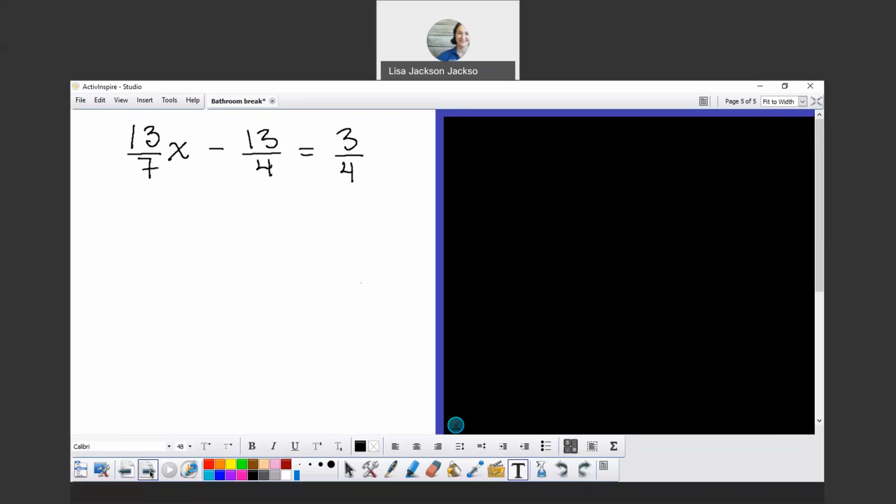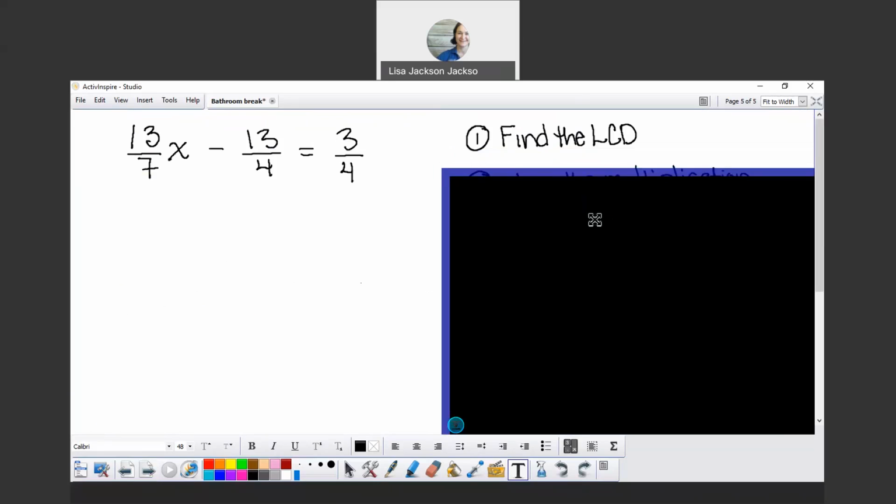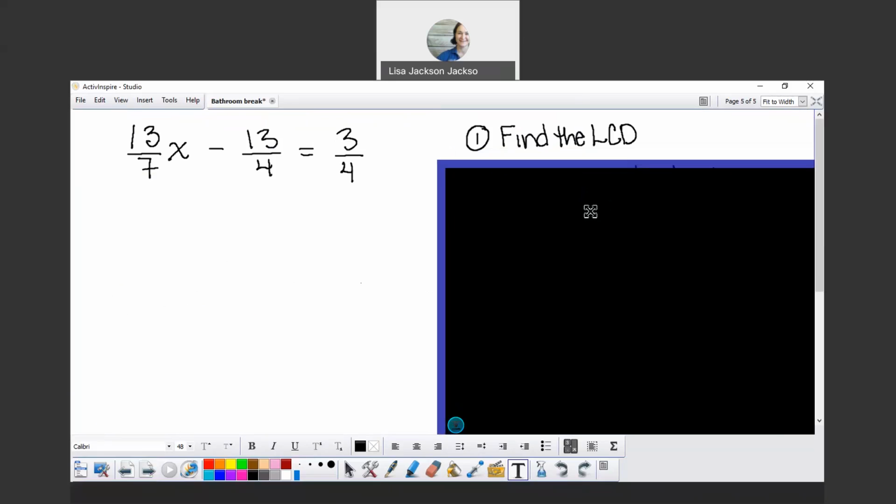If the answer is a fraction, that last step when you divide to get x alone will turn it back into a fraction, but you won't have had to deal with it while you were solving. So here are our steps. First, we will still find the LCD. However, we're going to use it in a new way. We do not have to rename every fraction with that common denominator.